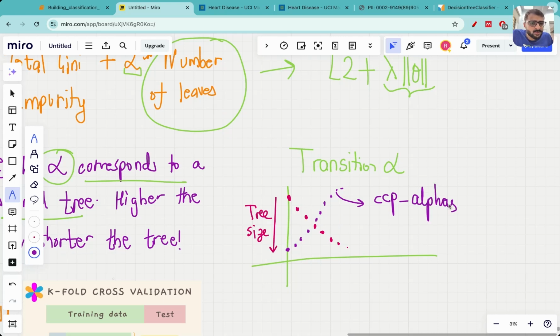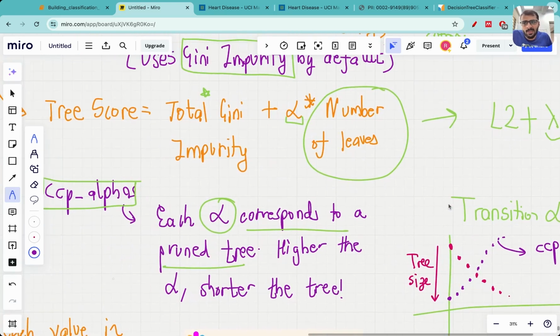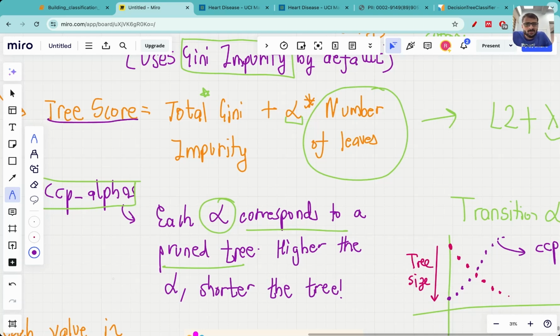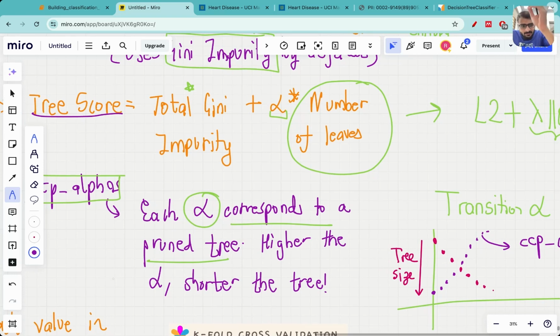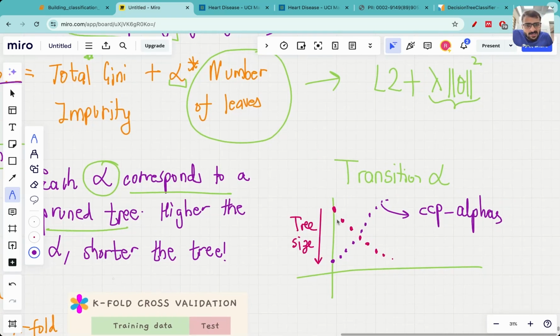The method we are using here is called cost complexity pruning. The cost complexity is trying to minimize the tree score, and pruning, since we are trying to reduce the tree size. If you look at this graph, as the tree size is reducing, for every tree size we get an alpha, and these I am henceforth going to refer to as CCP alphas, or cost complexity pruning alphas. Now we don't know which alpha is the best, so that is the whole exercise.